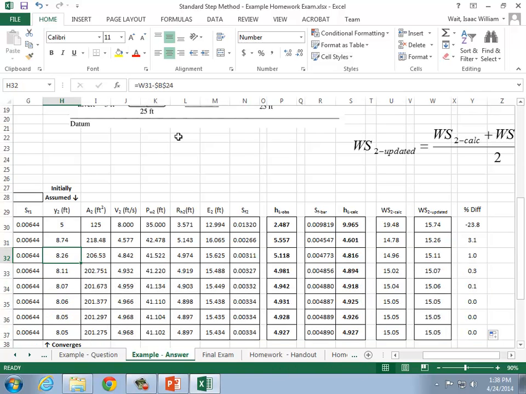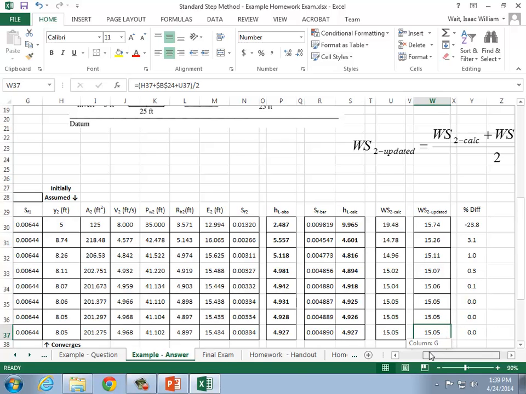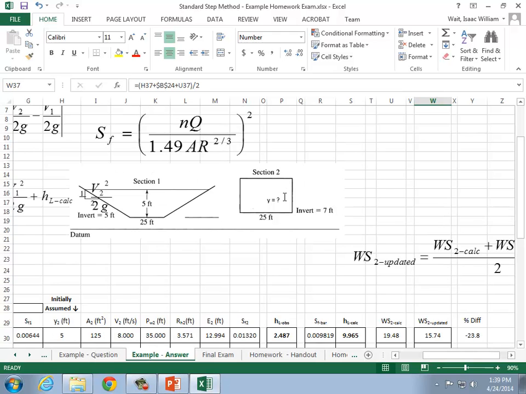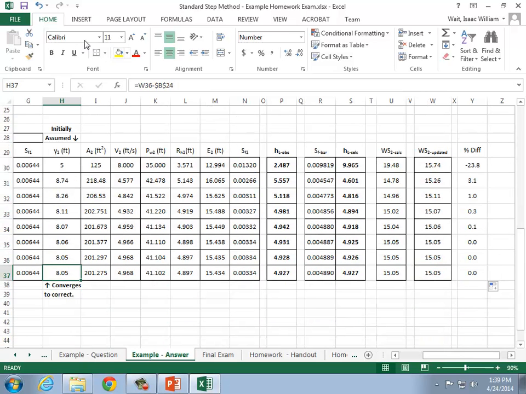for this next row, look at the previous water surface update minus the 7-foot differential between the datum and the invert. And you can see that it's getting closer and closer to convergence, and so we have a final elevation of the water surface at 2, and what it was asking, our final answer, was how deep is the water at section 2. And here we can see that the water depth is 8.05 feet. That's the actual depth of the water at location 2.